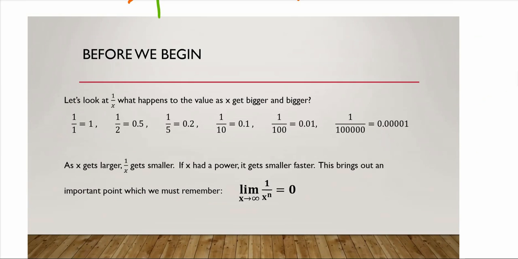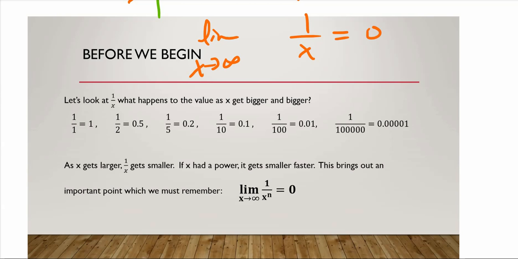Now, before we begin, we need to understand one of the most important issues here. We need to understand that the limit as x approaches infinity of 1 over x will be 0. And it's kind of hard to comprehend this at first. You're saying that x is getting bigger, sir, but the thing is going to go to 0. How is that possible? Well, let's look at it.